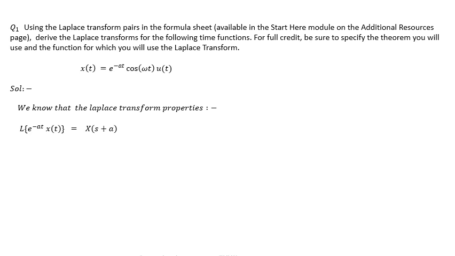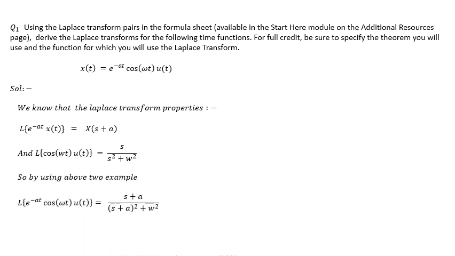Now this is similar to the given function, because x(t) is e to the power minus at times some function. So the property that we mentioned here is matching with our function. And we know that the Laplace transform of the cos omega t function is s upon s square plus omega square. So by combining both the properties, the Laplace transform of e to the power minus at cos of omega t u(t) is equal to (s plus a) upon (s plus a) whole square plus omega square.